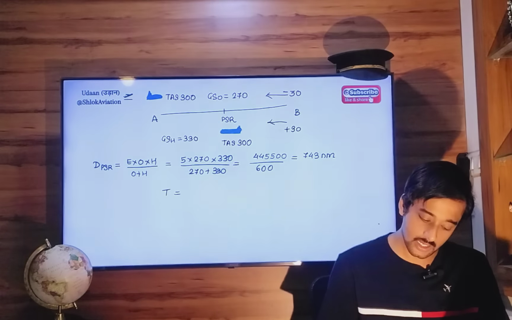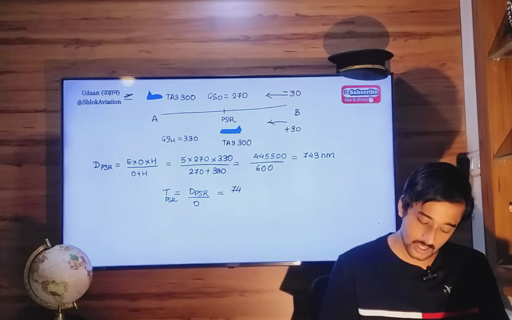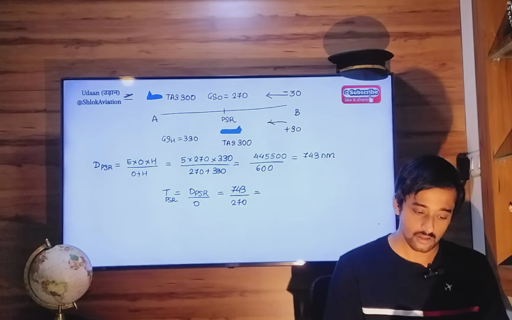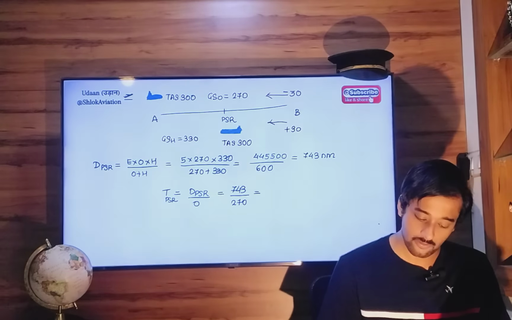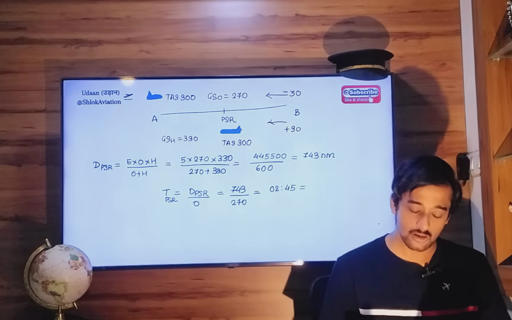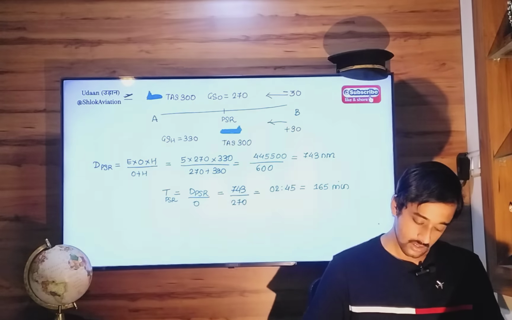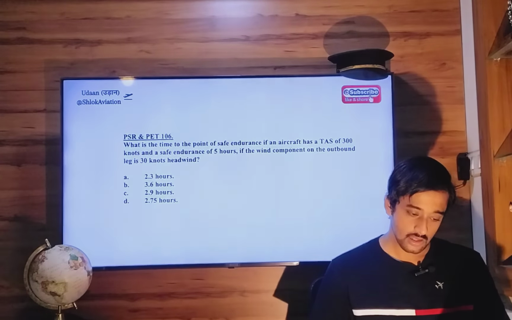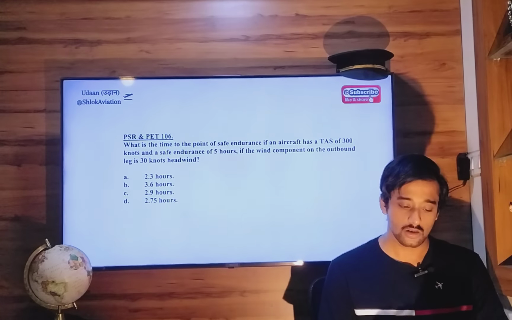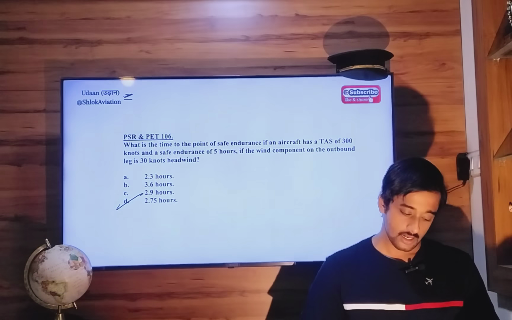So time will be distance to PSR divided by outbound speed. So 743 divided by 270, 2 hours 45 minutes, into 60, 165 minutes, or 2.75 hours. So the answer is option delta. Okay, next.